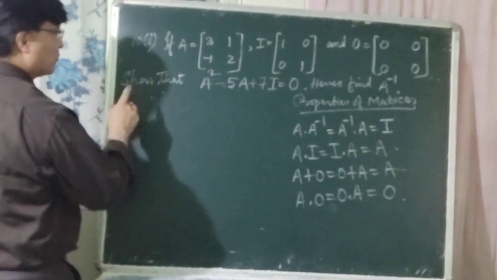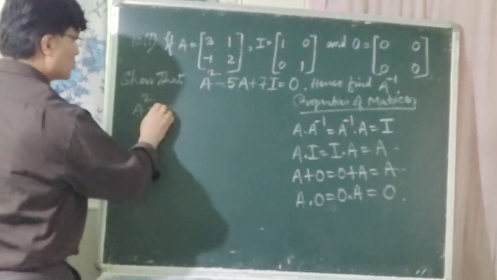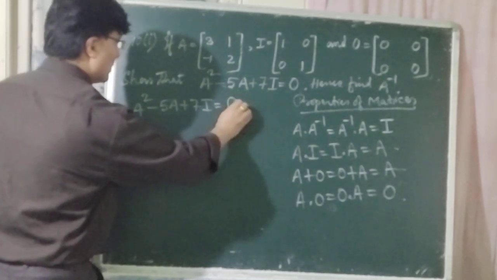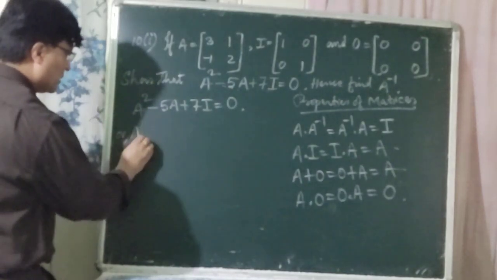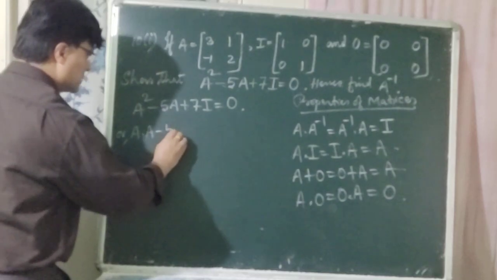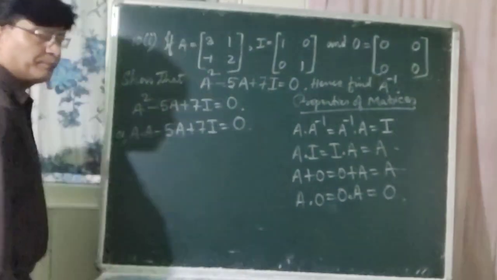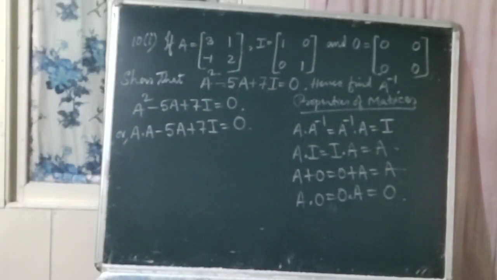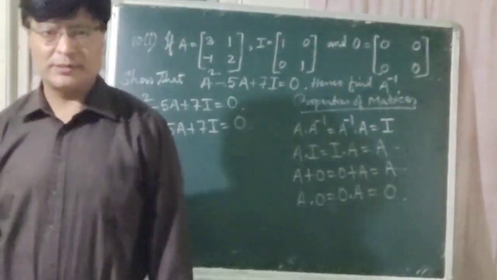So let us write down the first part. What is the first part that we just proved? So it is A square minus 5A plus 7I is equal to the null matrix O, right? Or what is A square? A dot A minus 5A plus 7I is equal to O. So now what will you do in the next step?